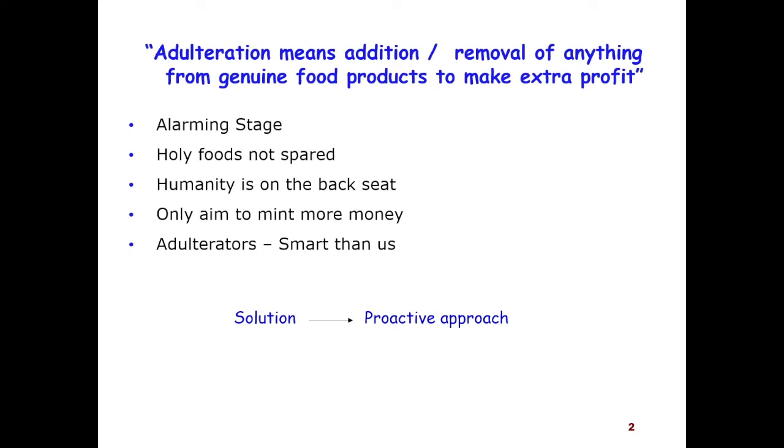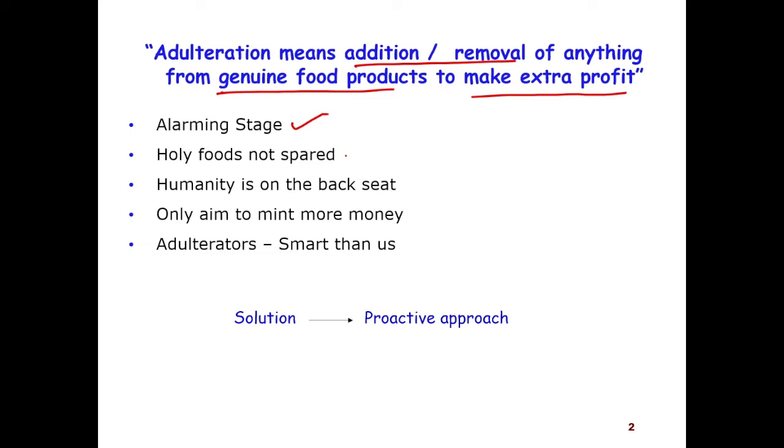Adulteration means addition or removal of anything from the genuine food product in order to make extra profit. Now, as per FSSAI, an adulterant is any substance which is added to the food for the purpose of adulteration. Adulteration in milk and milk products is at a very alarming, very critical stage.